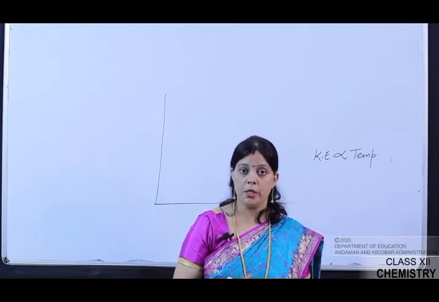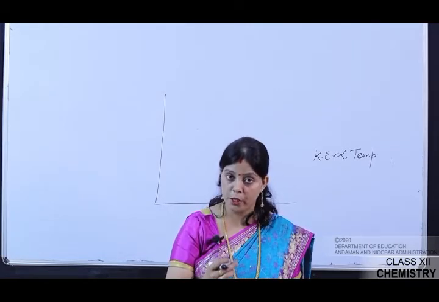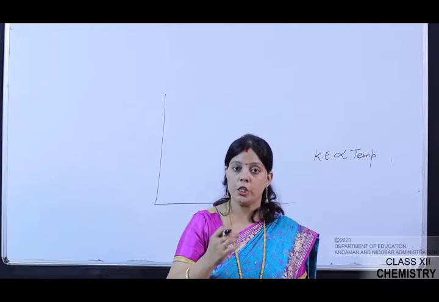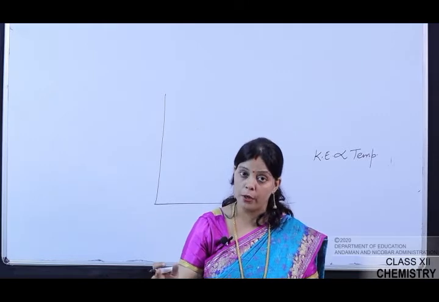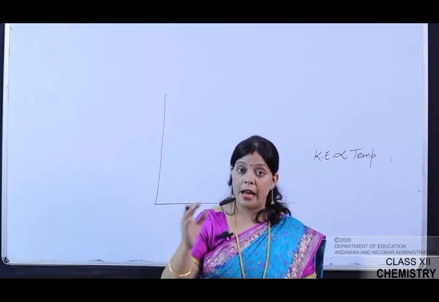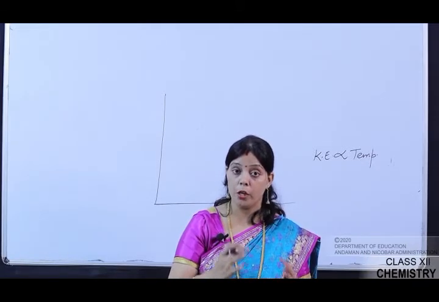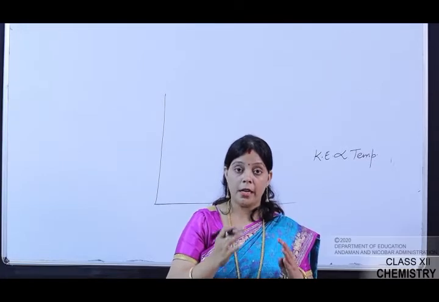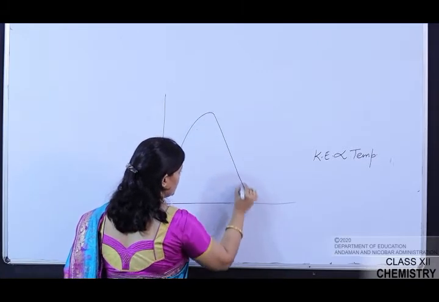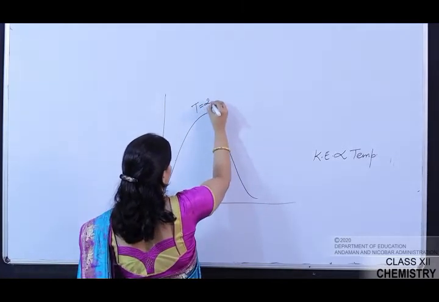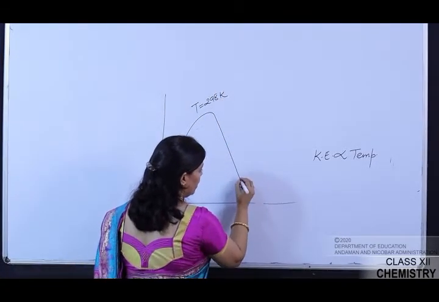In such a case, in the Maxwell-Boltzmann distribution curve, the maximum of the energy distribution curve gets flattened and shifts towards the higher energy value, that is, it shifts towards the right, because a greater number of molecules have higher energy values. So this is the Maxwell-Boltzmann distribution curve at T equal to 298 Kelvin, and now I am going to increase the temperature by 10 degrees.